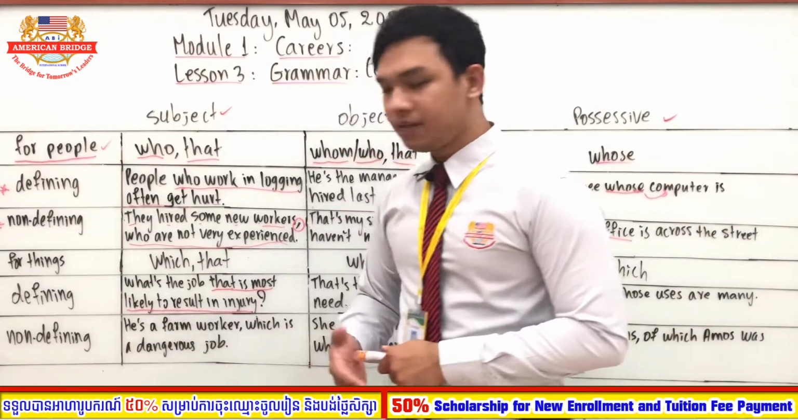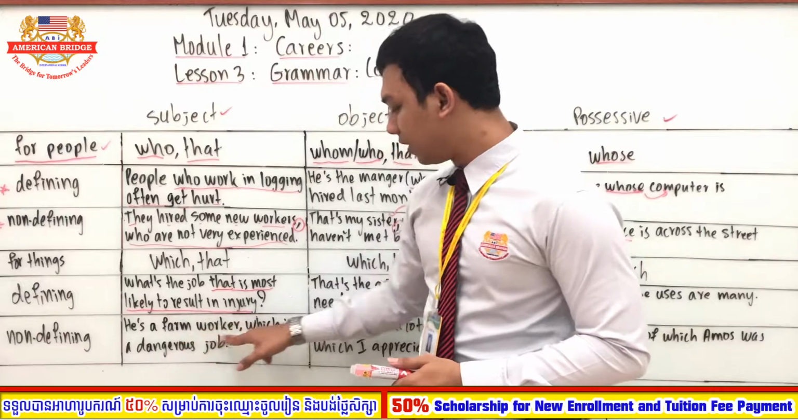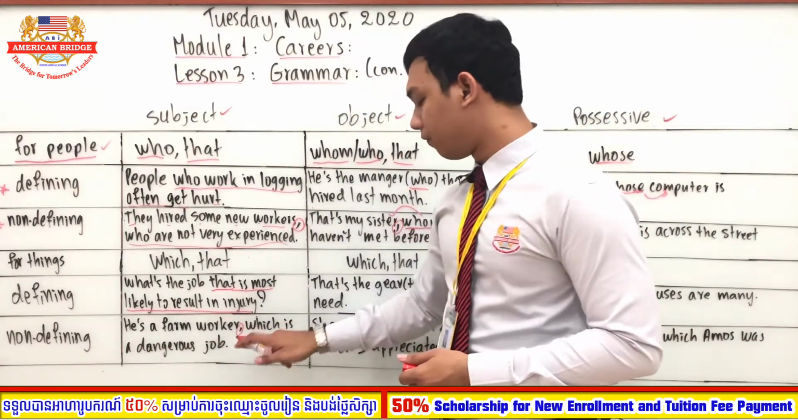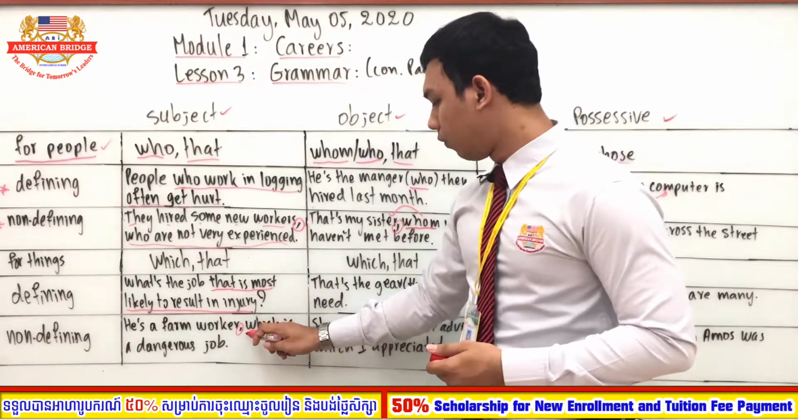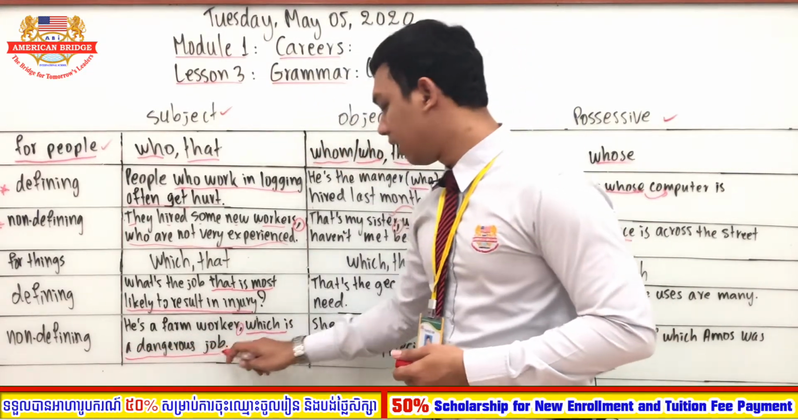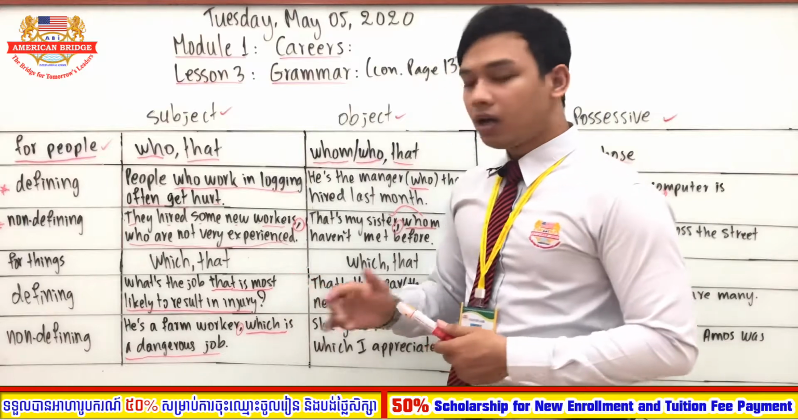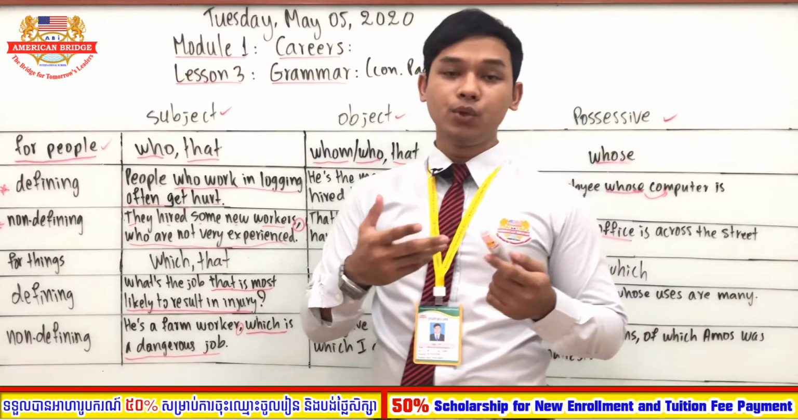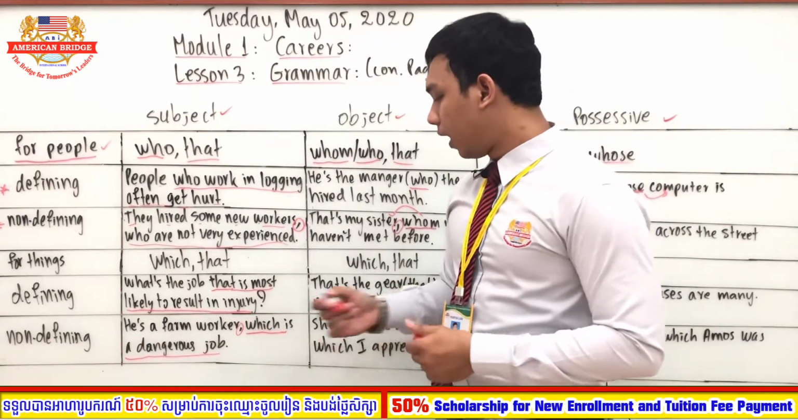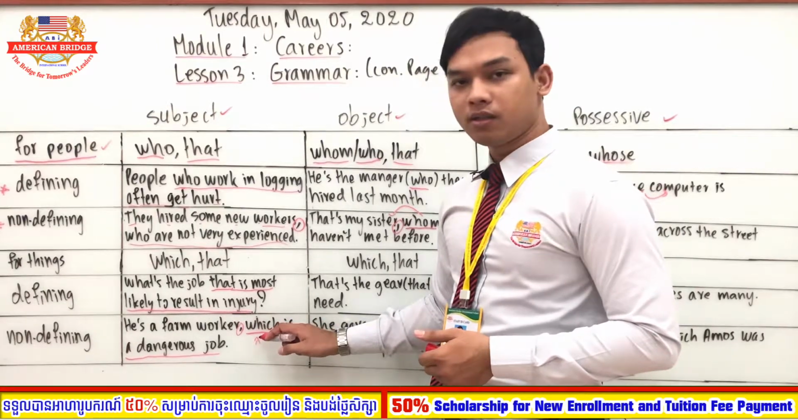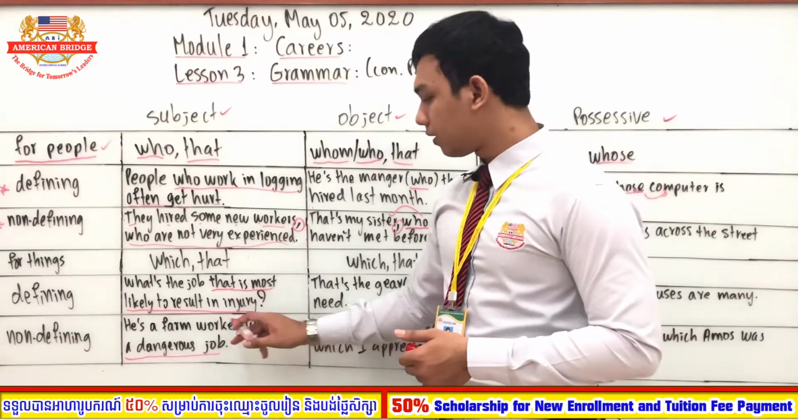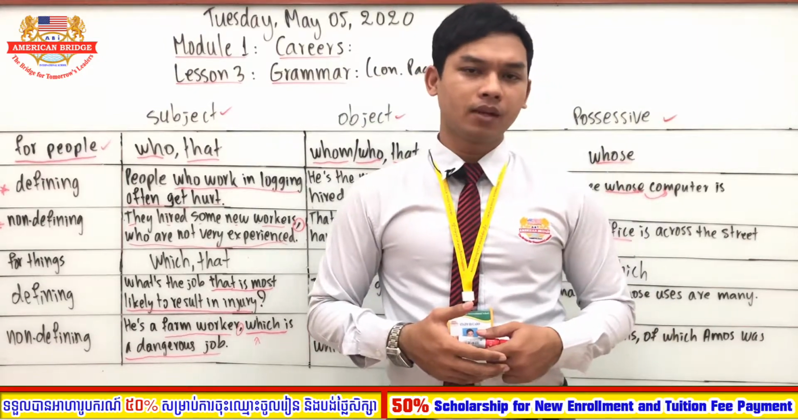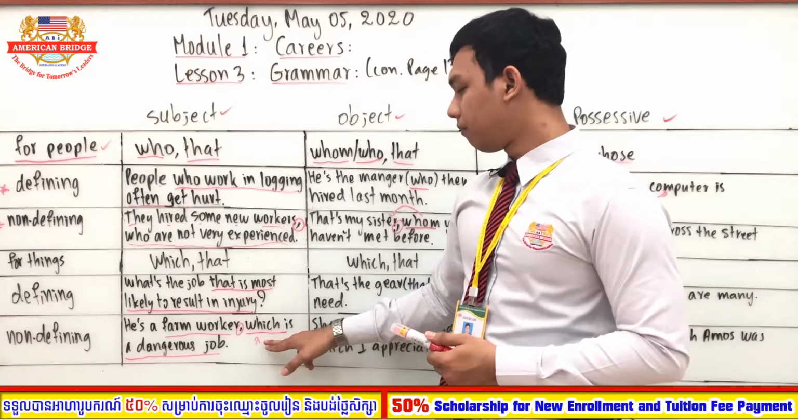The next one, for the non-defining relative clauses, we say: he is a farm worker, comma, which is a dangerous job. So "which is a dangerous job" here is the non-defining relative clause. But everyone, do you wonder why we use which here? Why we use which for this clause? Because here we say a farm worker, and a farm worker is a person, right? But why do we say which?